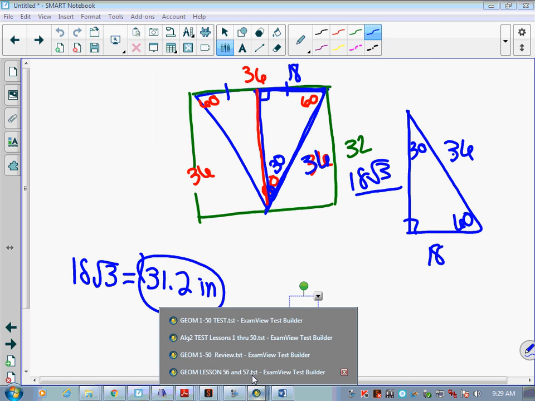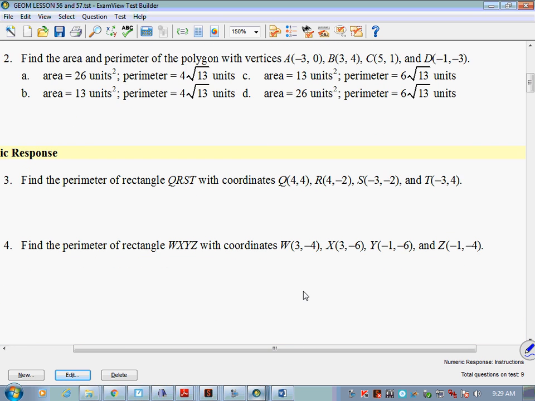All right, let's get that out of the way and come back to here. Question number 2. Find the area and the perimeter with vertices -3, 0, 3, 4, 5, 1, -1, -3.